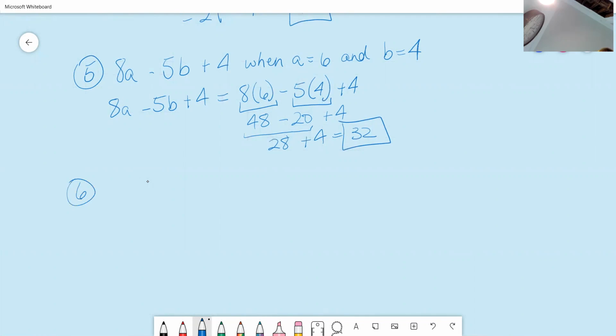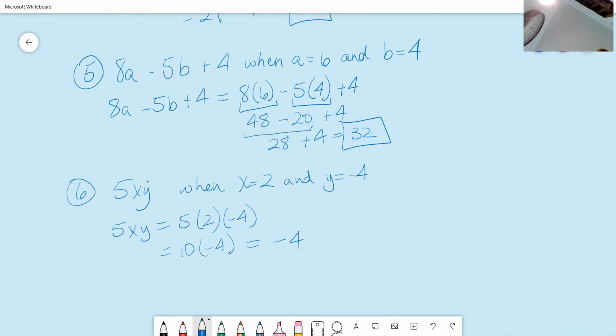All right, number 6, we're given that 5xy when x equals 2 and y equals negative 4. So this is 5xy equals 5 times 2 times negative 4. All right, so 5 times 2 is 10 times negative 4 gives us negative 40.